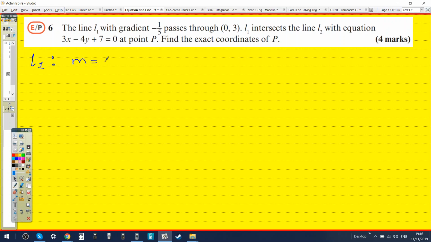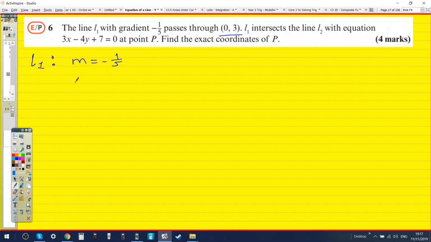Do I have to draw a graph for it or something? You could, but how would you draw the graph? Gradient is minus 1 over 5, passes through this point. So I know that one of the coordinates is 0, 3. Oh. So does that mean that y minus 3 over x minus 0 will be equal to minus a fifth? That's true.